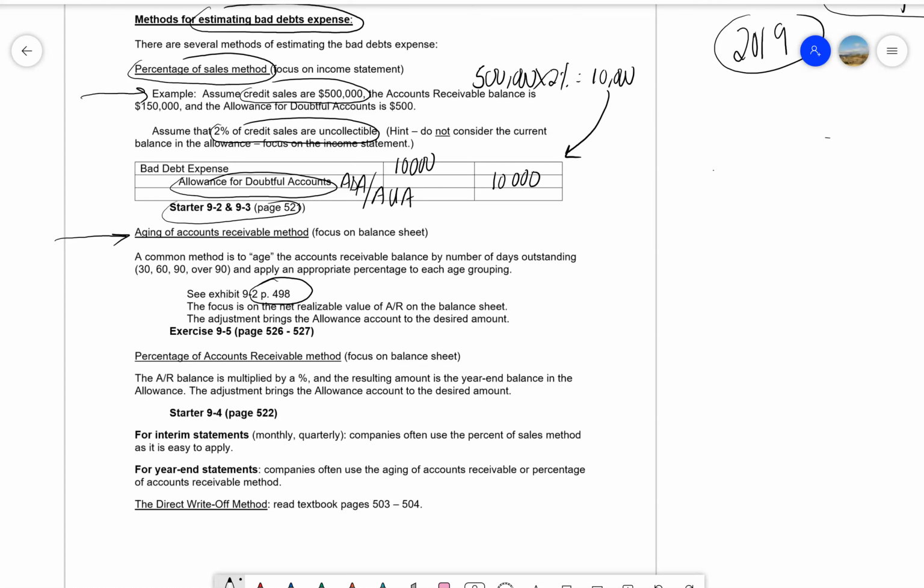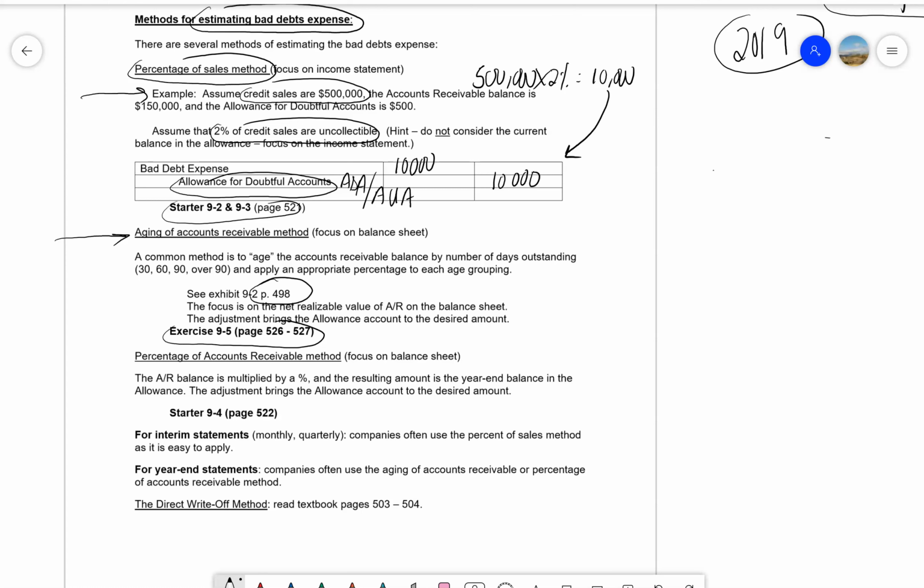So the ones that have been outstanding for, let's say, over 90 days, there's a greater chance that we're not going to collect those. The ones that have been outstanding for less than 30 days, there's a greater chance that we will collect those. So we're going to work through exercise 9-5. And once again, find that in your textbook. Pause the video here before to read the question and then resume when you're ready. So pause the video now to read exercise 9-5, page 526, 527.